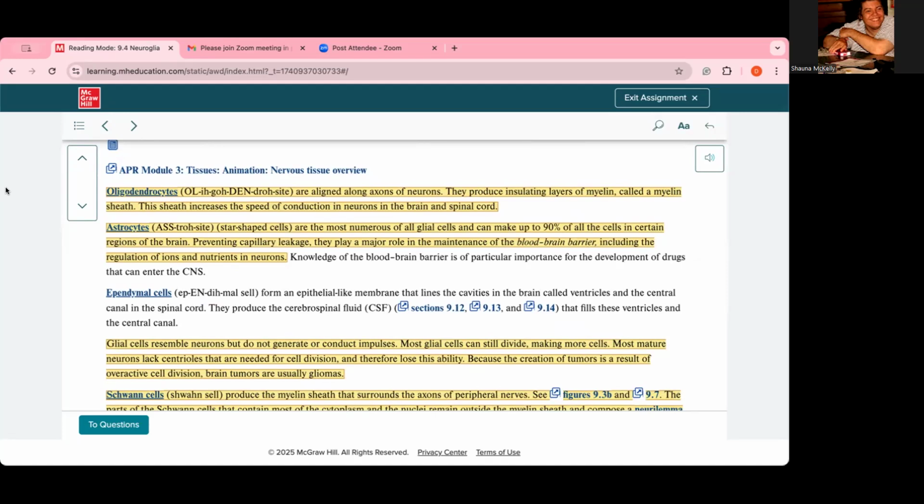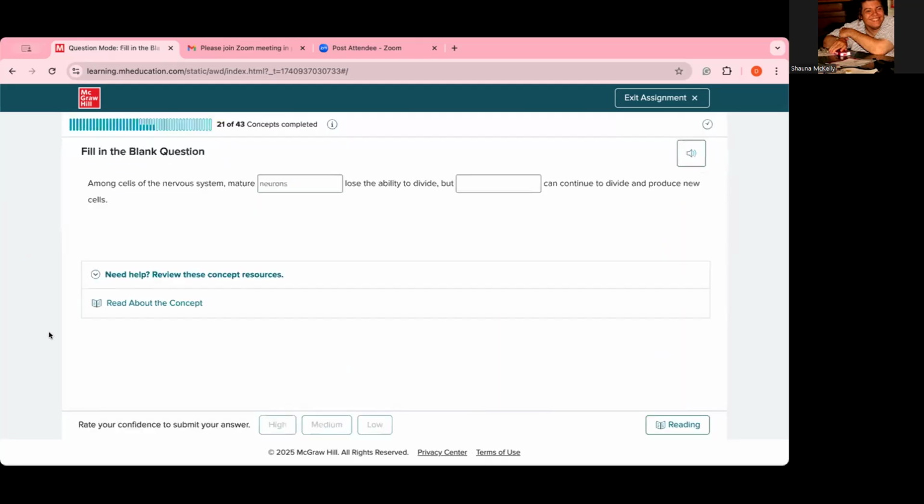I don't know what that second word is because it only has one box. Go back to the question. Mature neurons, but try glia. Glia. I don't think that's what they want, but there's only one box, so we'll have to see, because I think it's supposed to be glial cells. But try that.